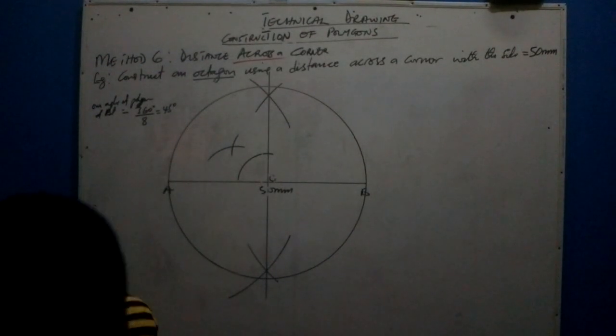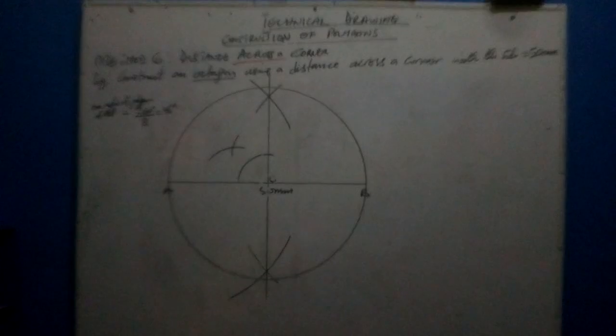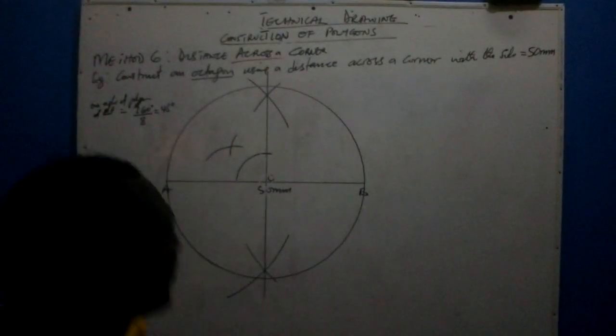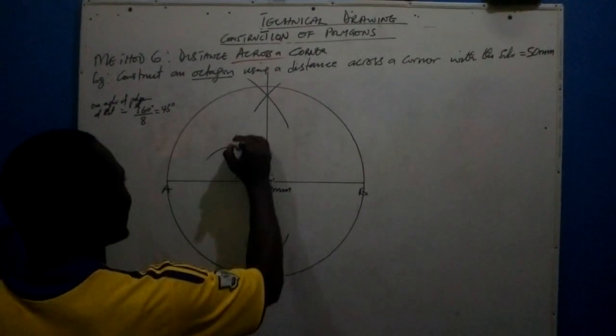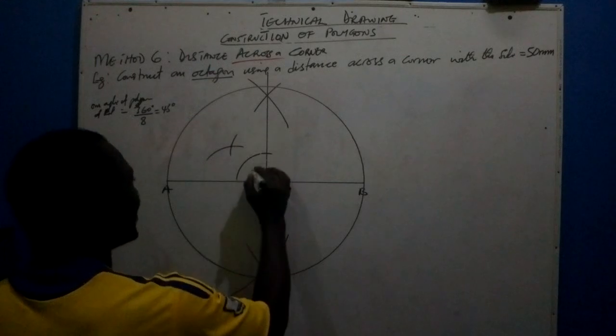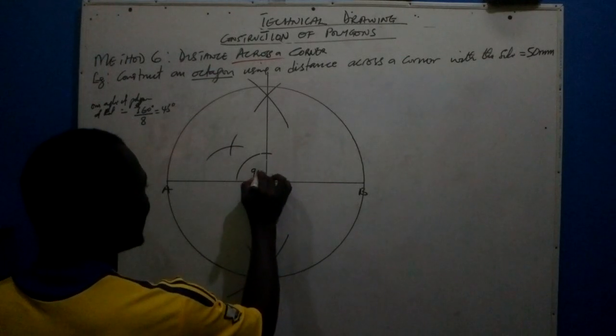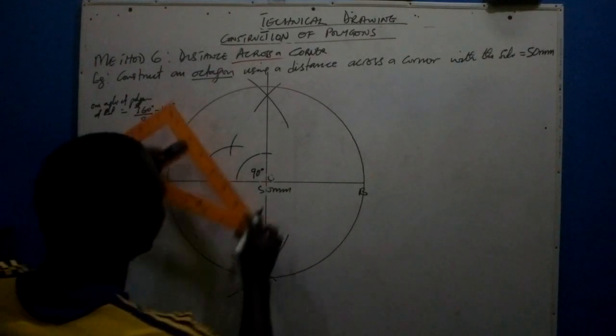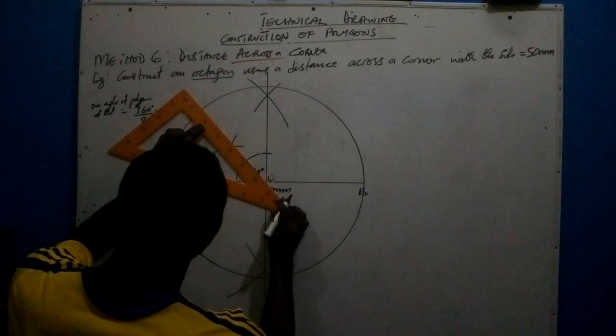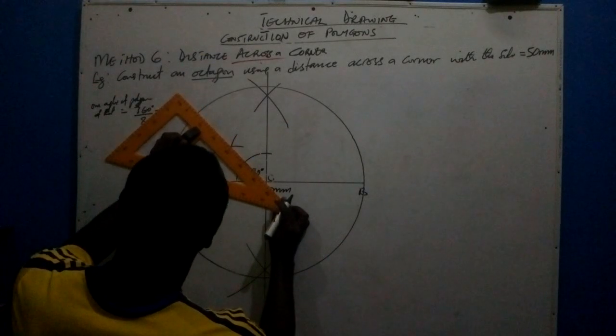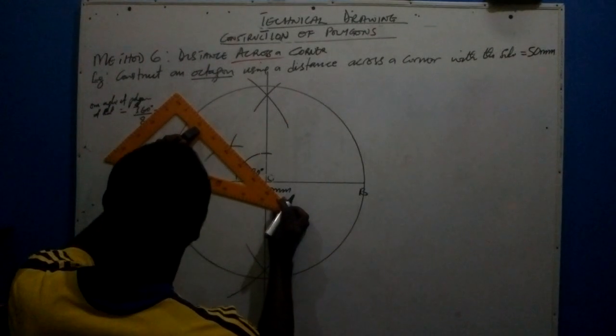Now I have obtained my 45. I used the compass in doing that. I have bisected the 90 into 2. Here is 90 degrees. By bisecting into 2, I have gotten my 45.